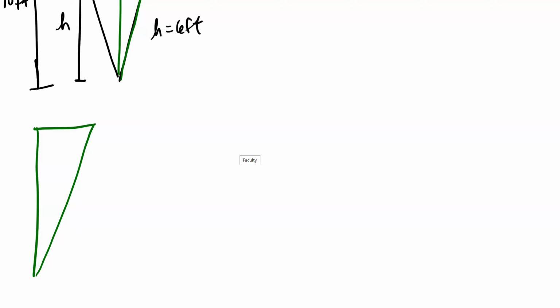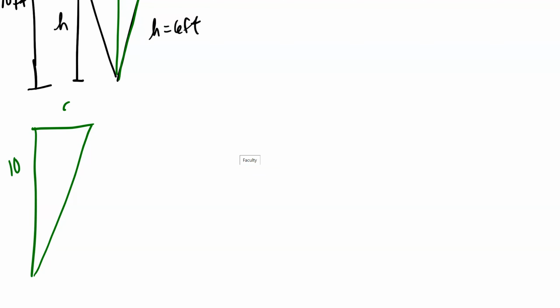Okay, I cut out a triangle slice. So, I know the total height is going to be 10, and the radius is 5. So, at a certain time, I'll have a certain height and radius. I can use similar triangles to show the ratio and relate radius and height. So, if I say r over h, what is this equal to?